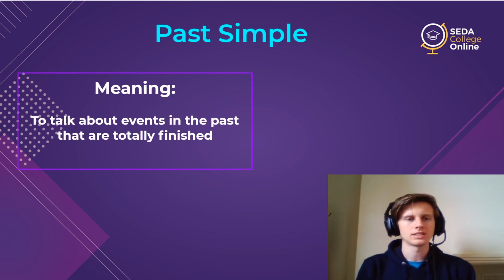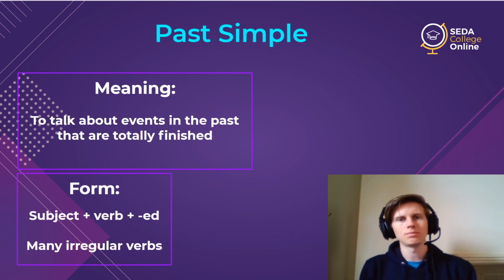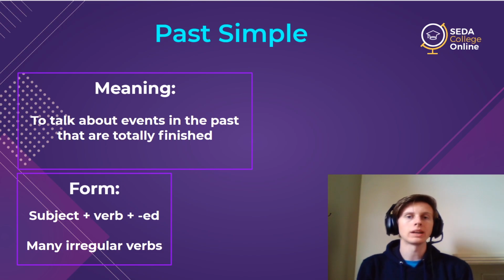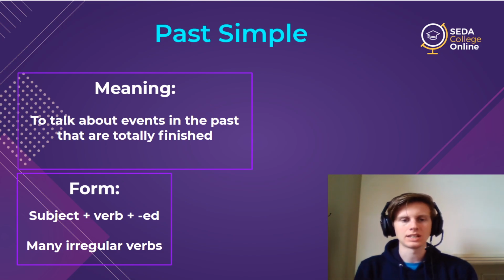We've talked about the past simple before in this series. So I'm not going to spend too much time on it, but we use the past simple to talk about events that happened in the past that are just totally finished. That's it. And we make it with subject, verb, ed. Those are for the regular verbs. Of course, you know that there are many, many, many irregular verbs in the past tense. We'll do a bit of revision for some irregular forms in a moment.